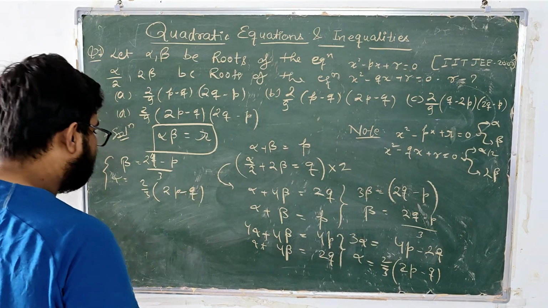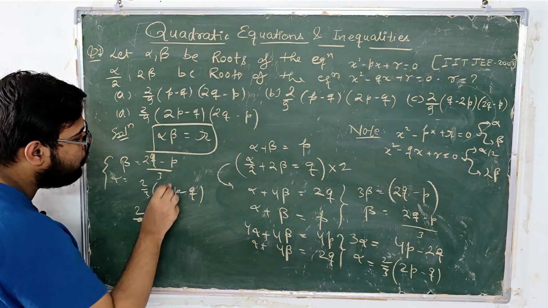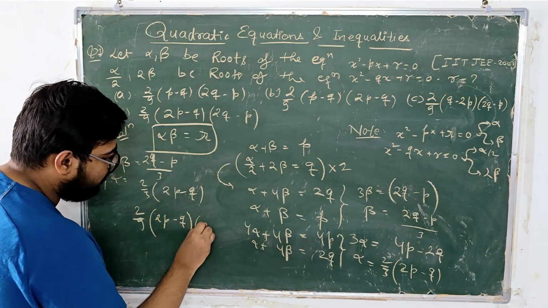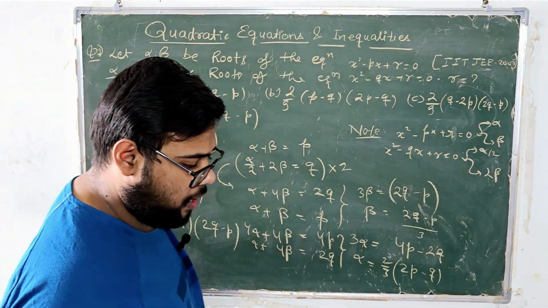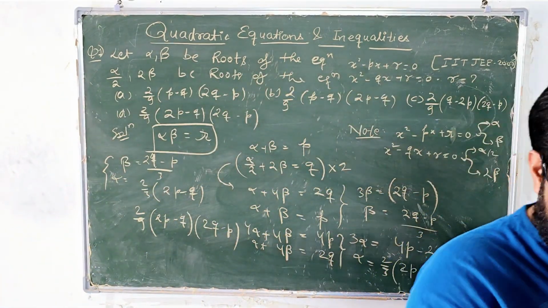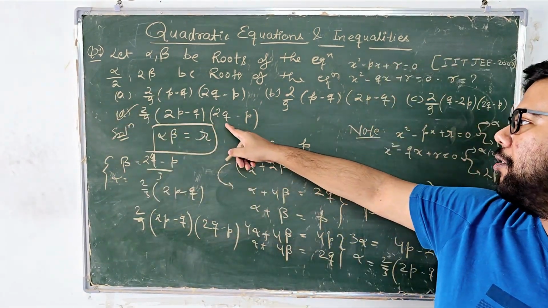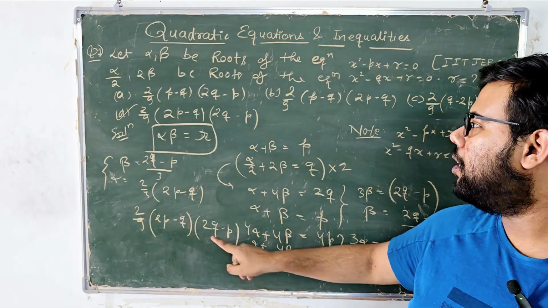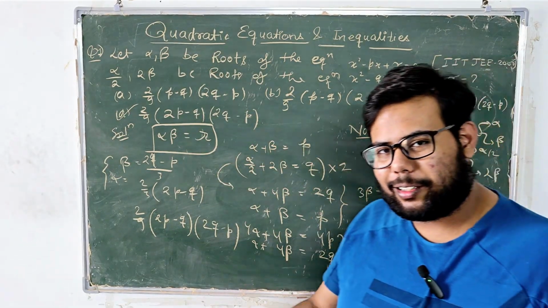So alpha times beta will be equal to 2 by 9 times 2P minus Q times 2Q minus P. Which is the option matching our answer? Option number D: 2 by 9 times 2P minus Q times 2Q minus P. So this is the answer. Now let's move to the second question.